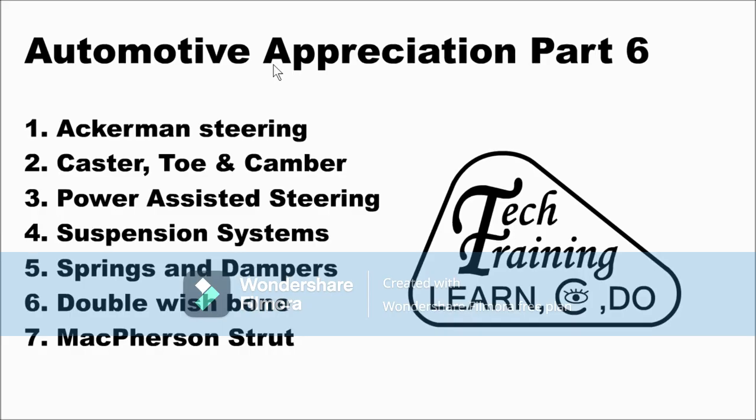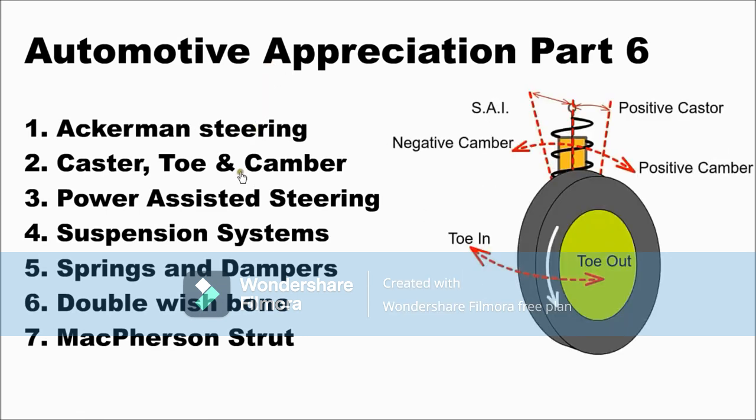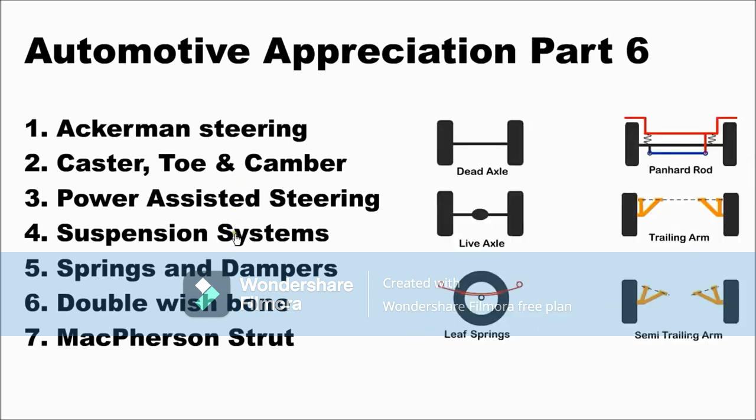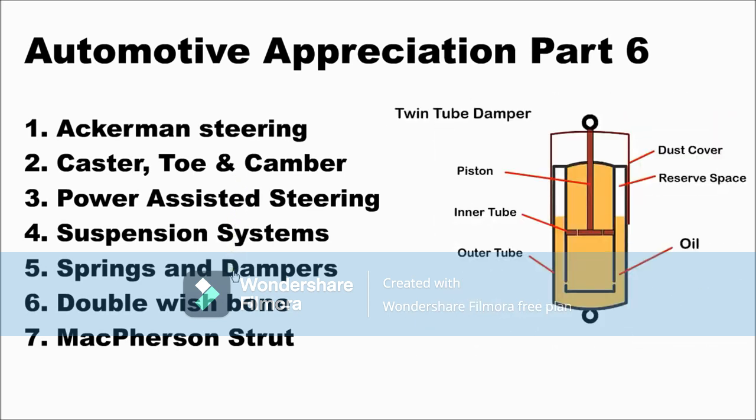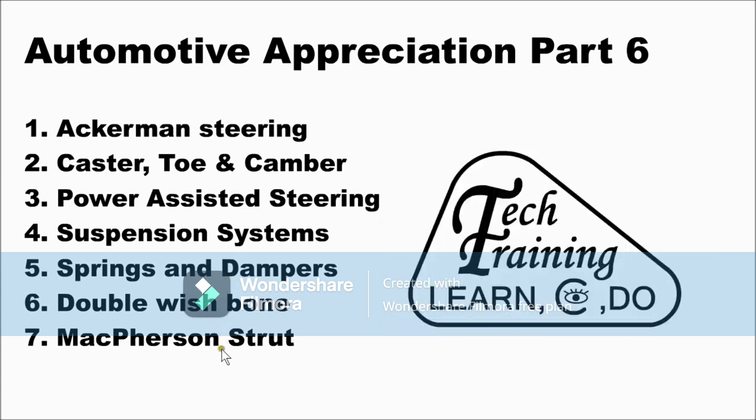Hi, welcome to Automotive Appreciation Part 6. In this course we cover the Ackerman steering, caster, toe and camber, power assisted steering, suspension systems, springs and dampers, double wishbone and McPherson strut.